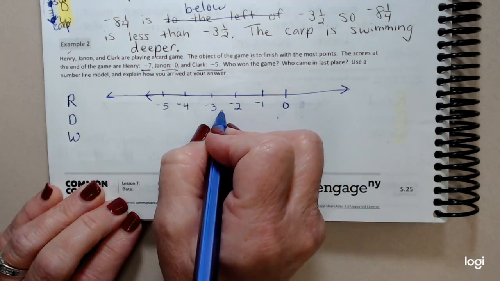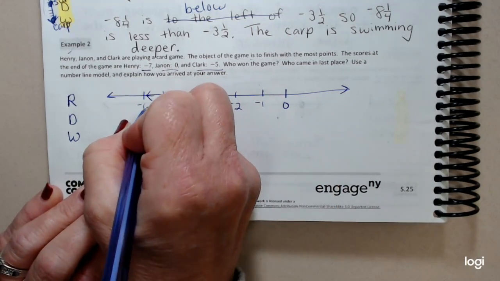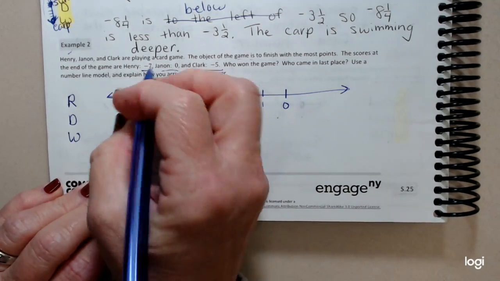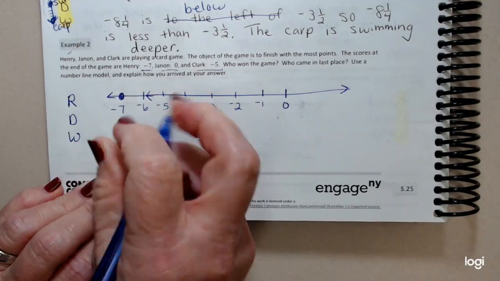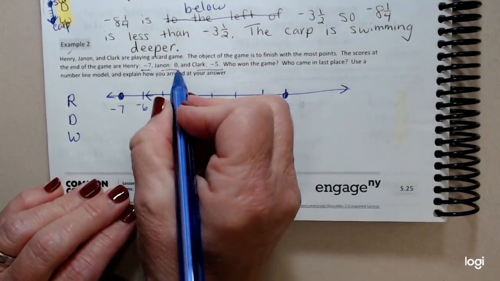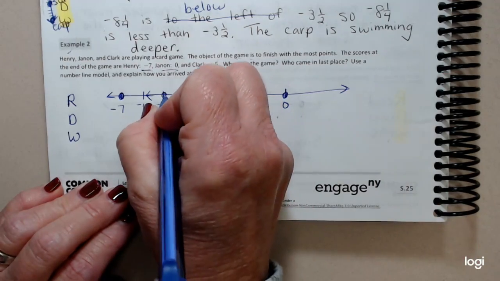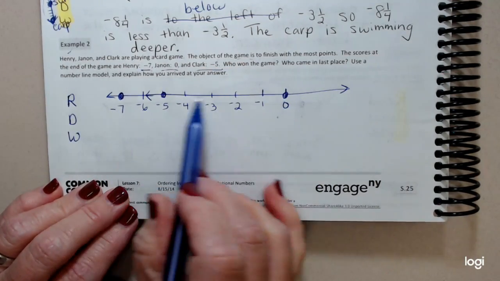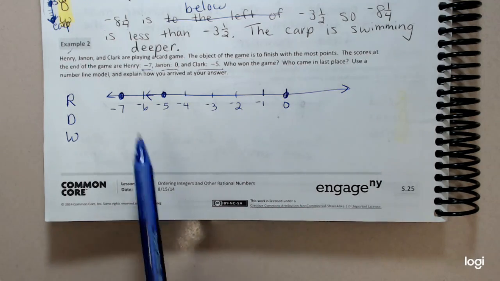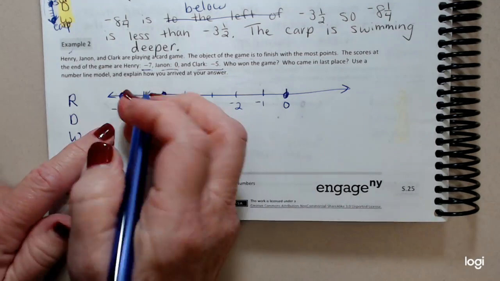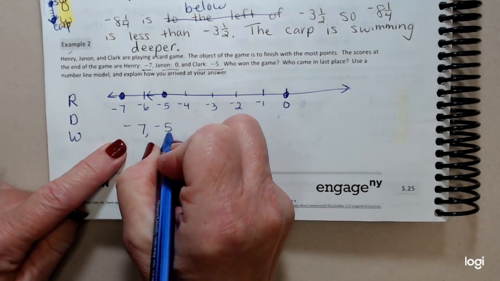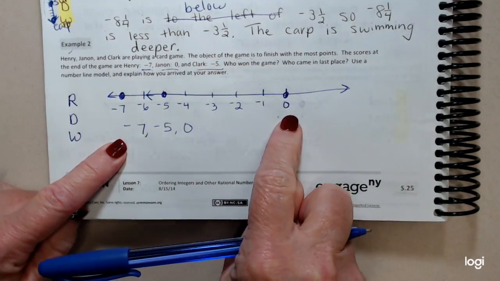-1, -2, -3. We're going to do -6 and -7. Okay, so here's Henry. He's right here at -7. Janan is here at 0, and Clark is -5. So you can see I'm making the number line. I have the numbers listed now in order from least to greatest. -7 is the least, then comes -5, and finally 0 is the larger one.